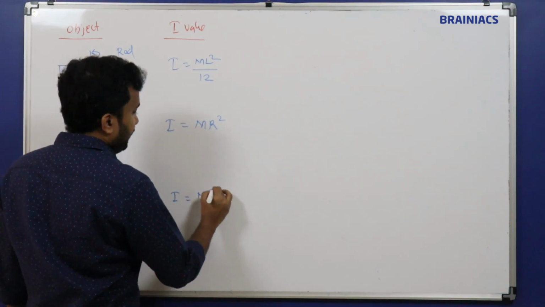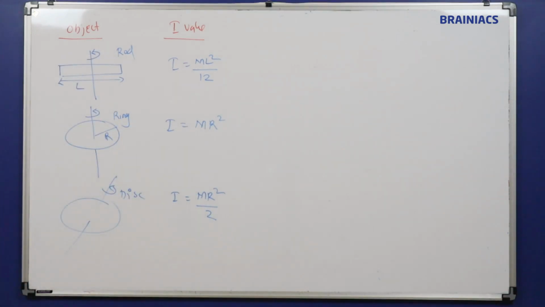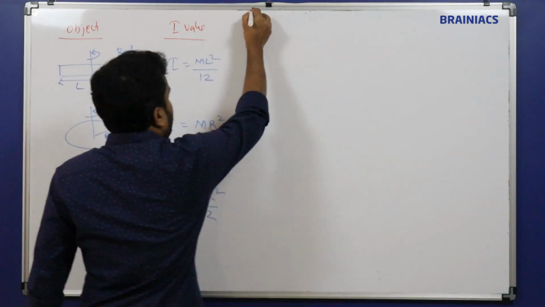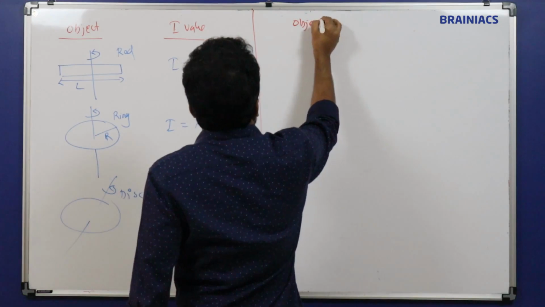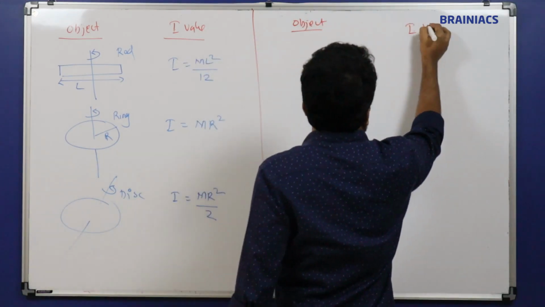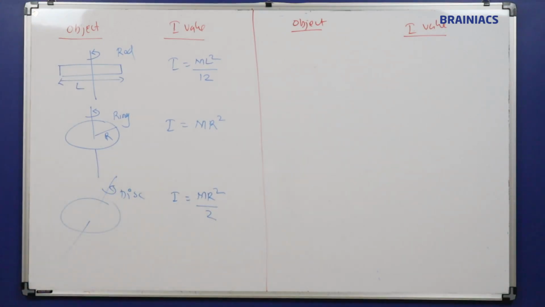I is equal to mr square divided by 2. Again, the same stuff will be repeating over here. Same headings: object and I value. So an object will be here, and the I value will be here.